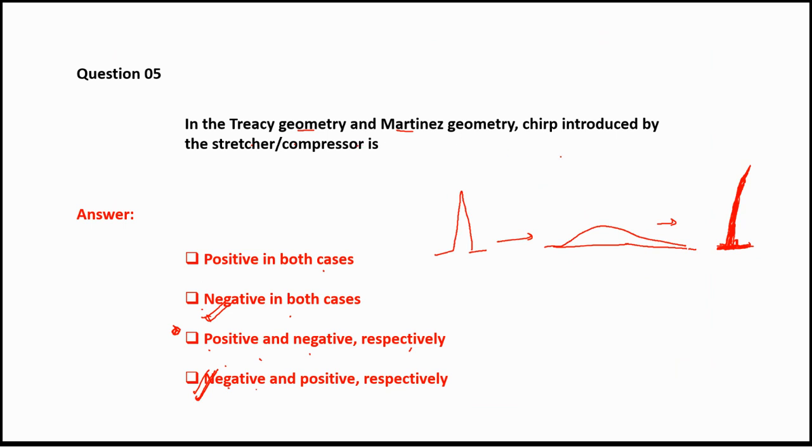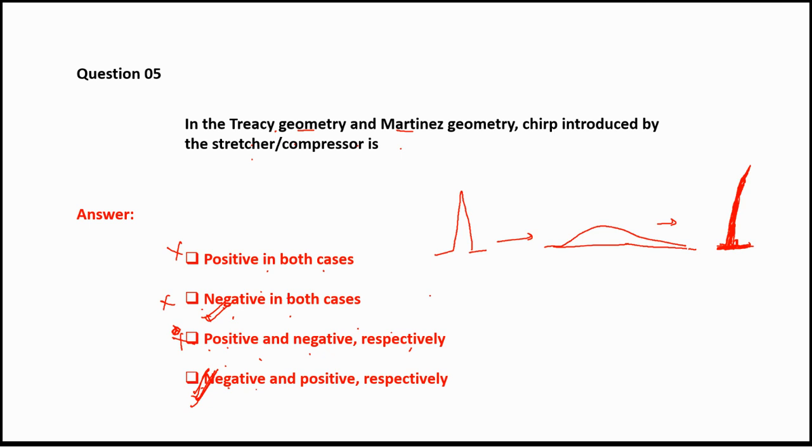Now here in the question, for the 3C geometry and the Martinez geometry, the chirp introduced by stretcher or compressor is, first, positive in both cases. No, in the first case itself we got that it is negative. The second is negative in both cases. No, but in the second case we found it to be positive. The third is positive and negative respectively, but no. In the case of 3C geometry, we could get that it is negative. So these three options are incorrect, and only this one, negative in the first case and positive in the second case, is the correct option to this question.